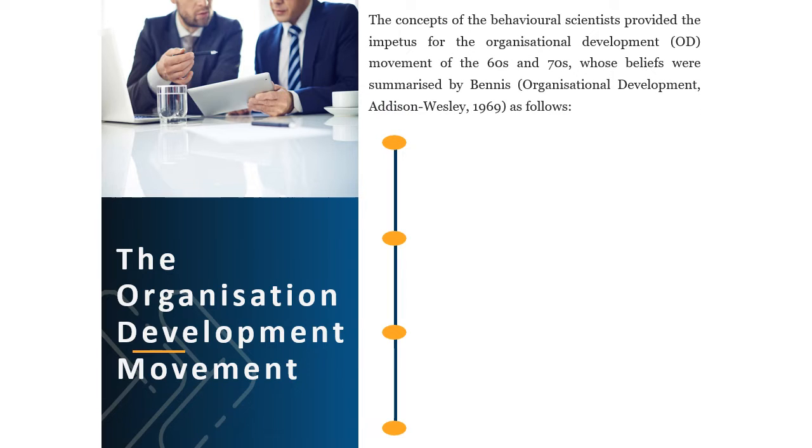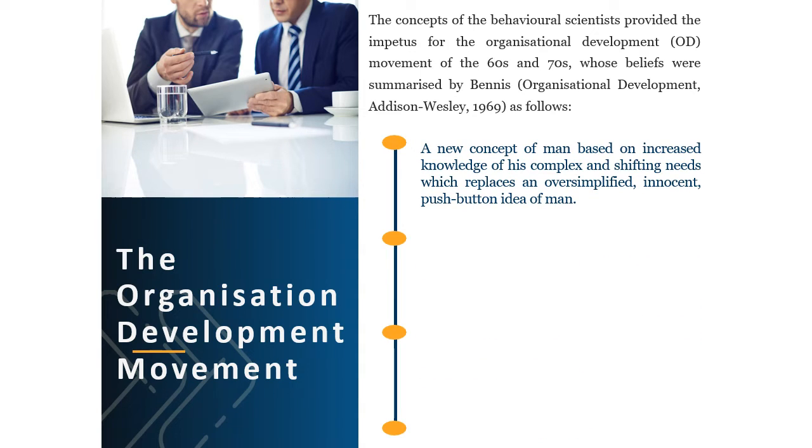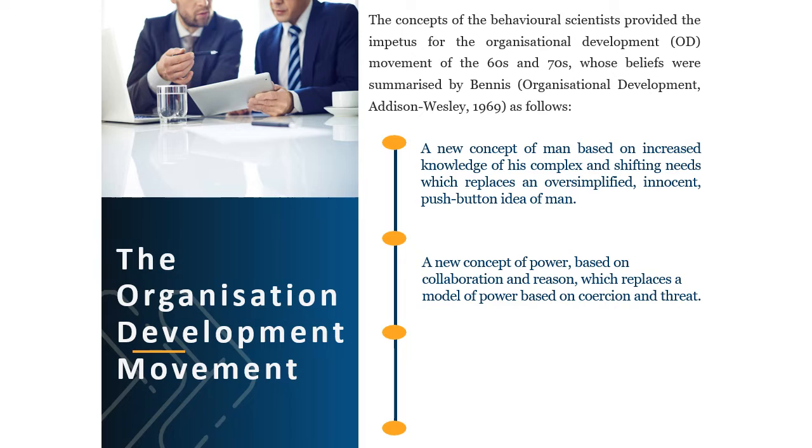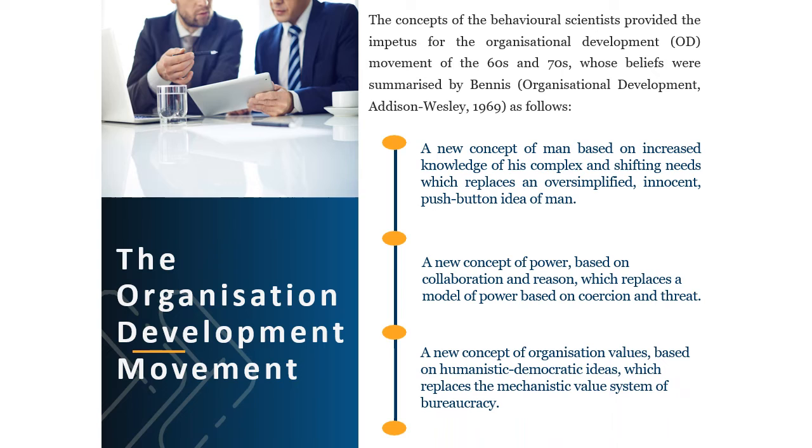The concept of the behavioral scientists provided the impetus for the organizational development (OD) movement of the 60s and 70s, whose beliefs were summarized by Bennis in Organizational Development, Addison-Wesley, 1969, as follows. First, a new concept of man based on increased knowledge of his complex and shifting needs, which replaced an oversimplified, innocent, push-button idea of man. Second, a new concept of power based on collaboration and reason, which replaced a model of power based on coercion and threat. And third, a new concept of organization values based on humanistic democratic ideas, which replaced the mechanistic value system of bureaucracy.